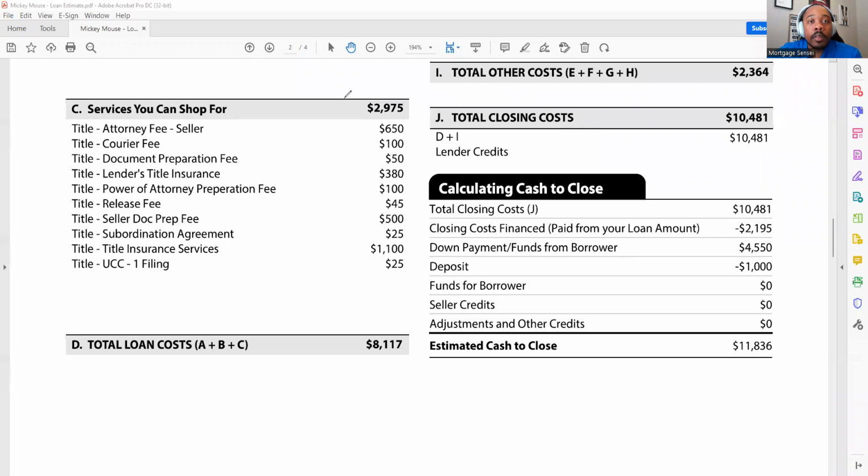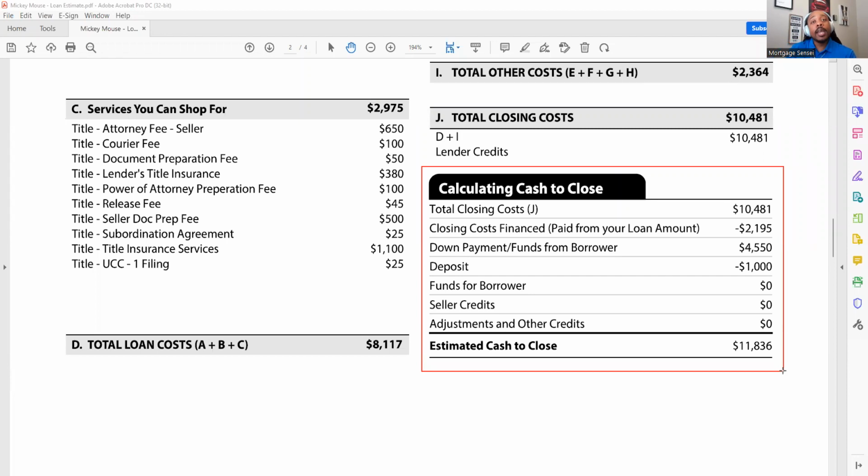All right. Now, when we're reading through this section here, we're calculating the cash due at closing, okay? Now, again, what the loan estimate does is it itemizes everything, right? Whether you're paying it out of pocket, or it's being paid by someone else, maybe the seller or the realtor, or it's being wrapped into your loan. When you're looking at A through J, everything is itemized just like a receipt, okay?